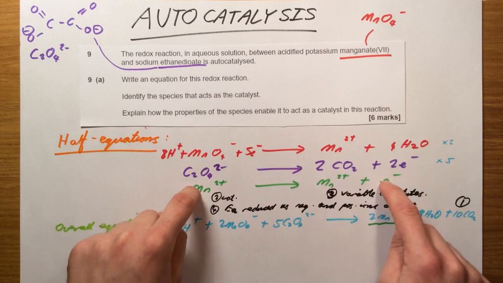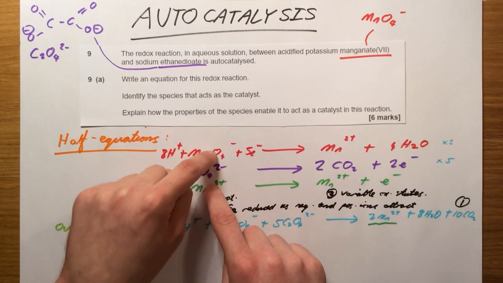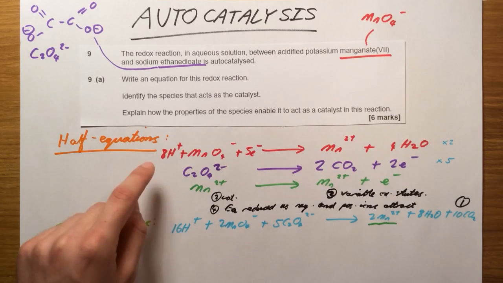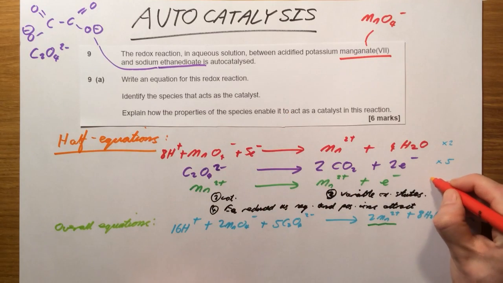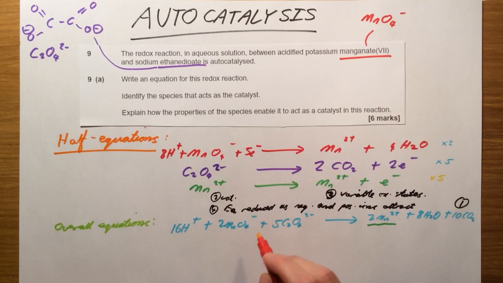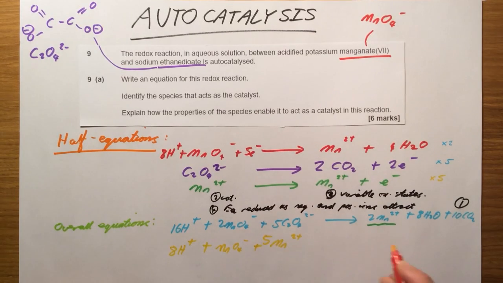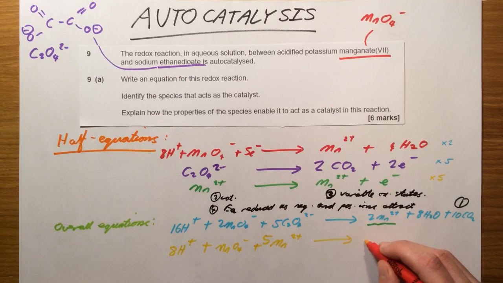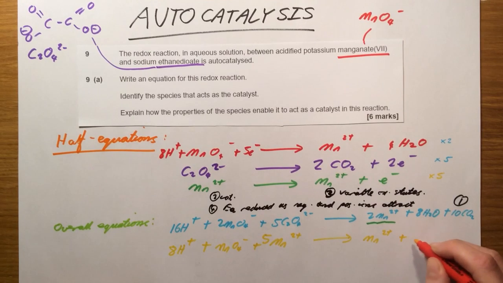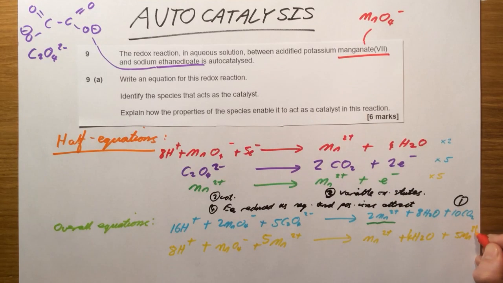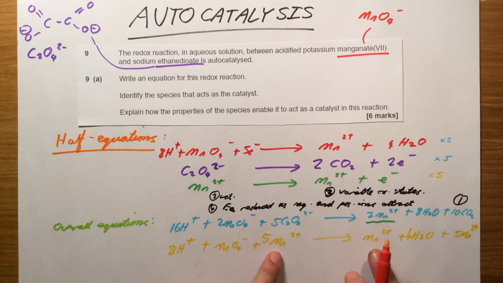Yep, so if you imagine this reaction is going this way, that Mn2+ would actually be able to react with MnO4-. So let's try and turn this one into an overall reaction. This time we've got five electrons here, we've only got one electron here, so if we times that one by five, we're going to end up with 8H+ plus MnO4- plus Mn2+, five of them, and we're going to be forming Mn2+ plus H2O plus 5 Mn3+.